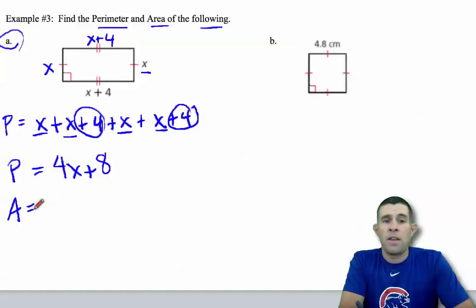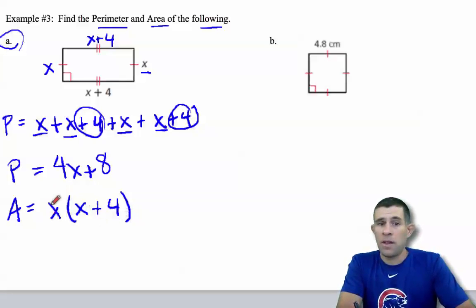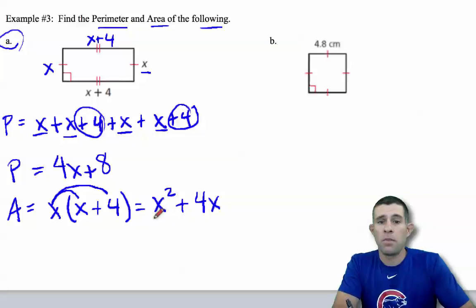Next, to find the area. The area, remember, is just a multiplication of my two sides, or my two dimensions. So in this case, I'm going to multiply x times x plus 4. When I do this, my x is out in front of the parentheses. I need to distribute that x into both numbers or terms inside that parentheses. So x times x is going to result in x squared, and x times 4 is going to result in a positive 4x. So again, I'm not coming up with values, but I'm coming up with expressions for my area and expressions for my perimeter.